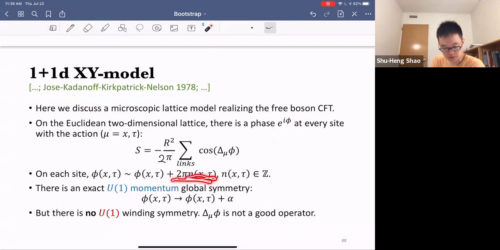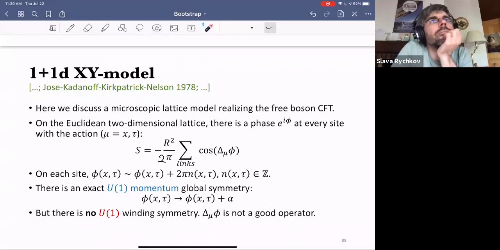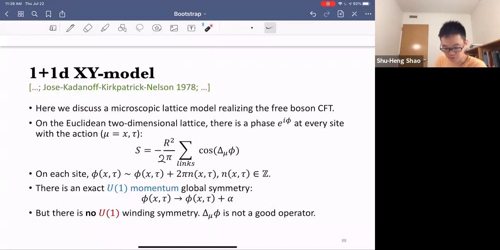Okay, and this has important consequences. On the lattice, we have a U1 momentum symmetry that just shifts phi by a constant. It's still there, but there's no U1 winding anymore. The U1 winding symmetry currents in the continuum are derivatives of phi. But as I just commented, on the lattice we only have e to the i phi. So if you attempt to define the derivative of phi as an operator, it's not gauge invariant. So this is a microscopic realization of the c=1 CFT, but it only sees one U1, not two.